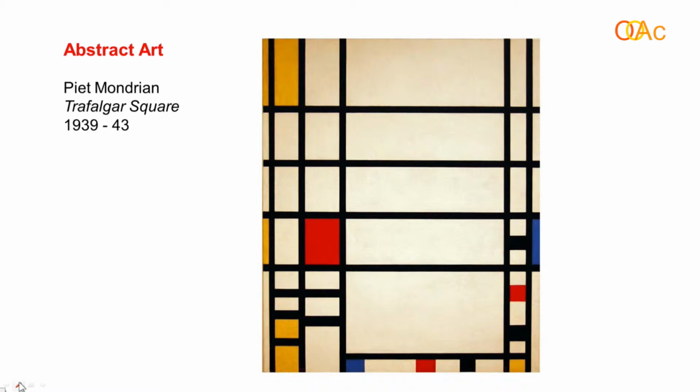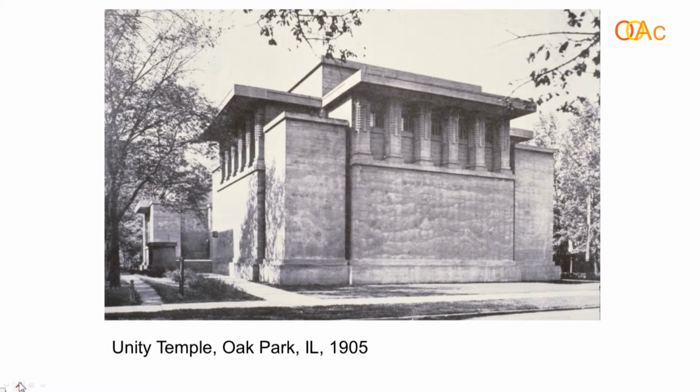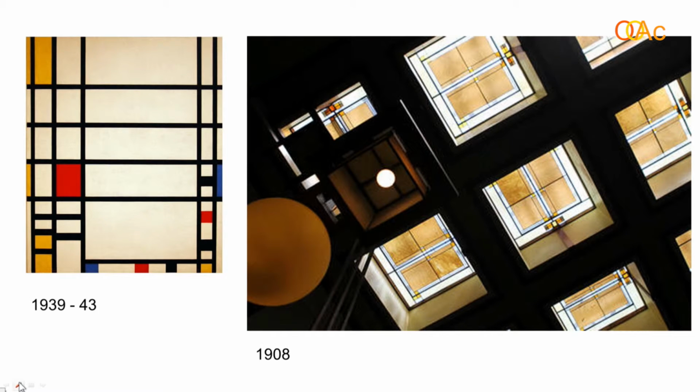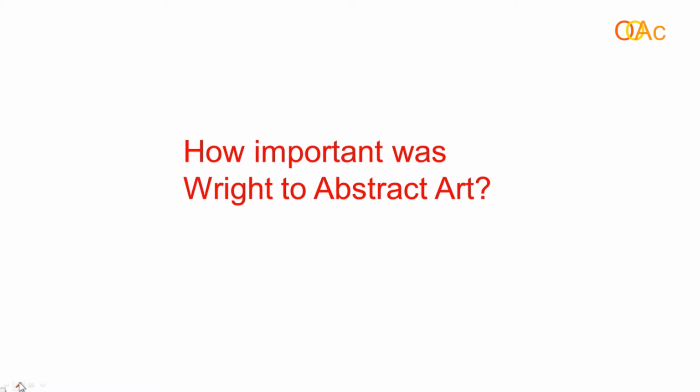Now at the same time, he pioneered abstract art. So here is a Mondrian painting from 1939-43. Here we have 30 years earlier, Wright's Unity Temple. We look up at the ceiling and there's the stained glass. It's exactly the kind of pattern that Mondrian is using. So Wright is seeing these materials as giving us a new kind of aesthetic, a machine aesthetic, and it then gets picked up by the European modern architects.